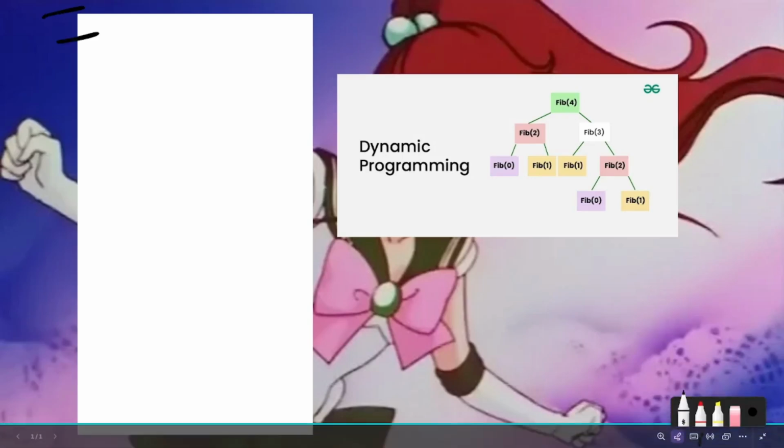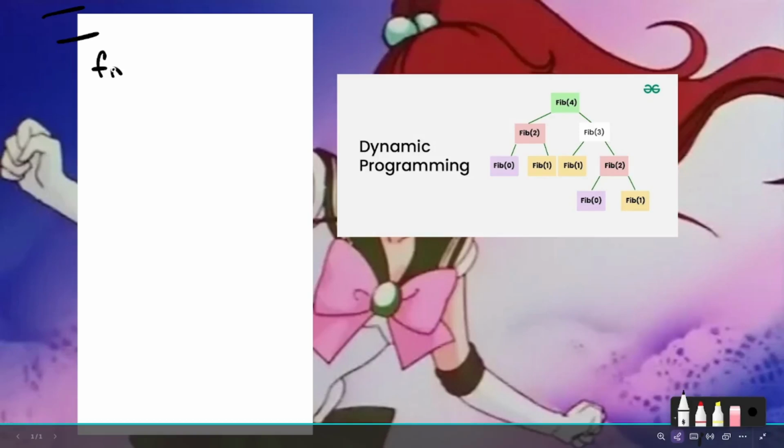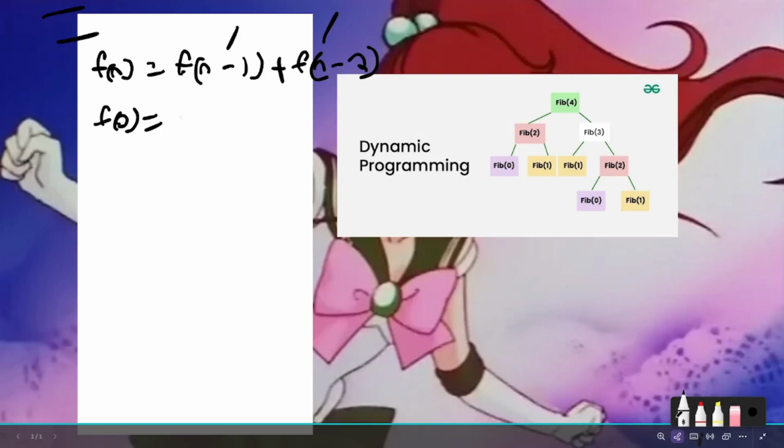Cool. Alright, so the Fibonacci sequence, the most famous example that everyone and their grandmother has probably heard of, starts with the recurrence equation, such that f of n is equal to f of n minus 1 plus f of n minus 2. So the previous plus the second previous. Our base cases are f of 0 is equal to 0, and f of 1 is equal to 1.